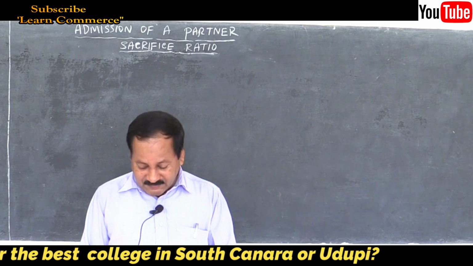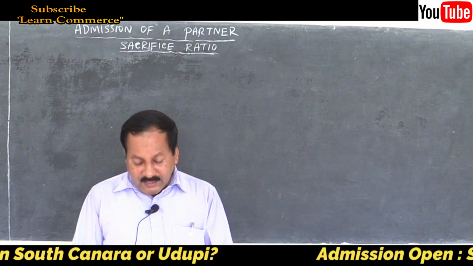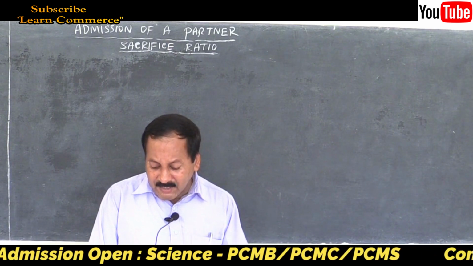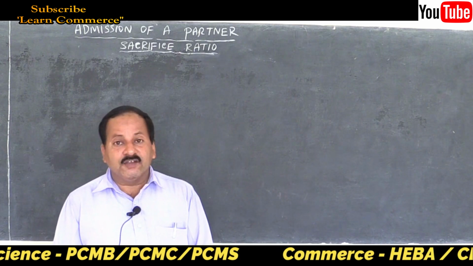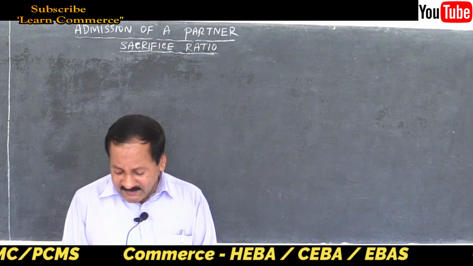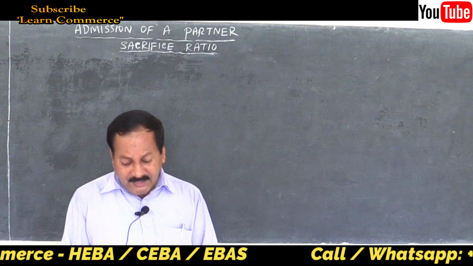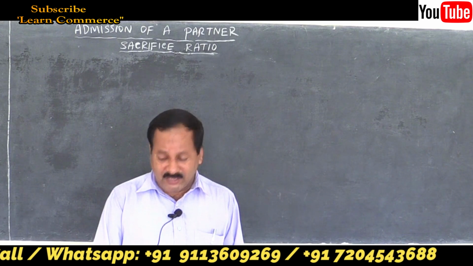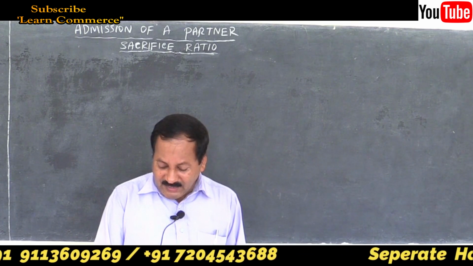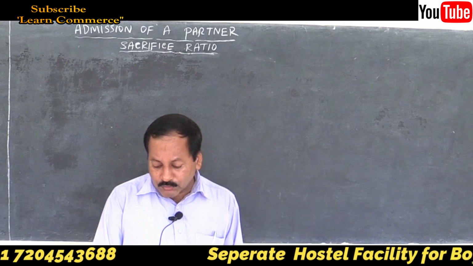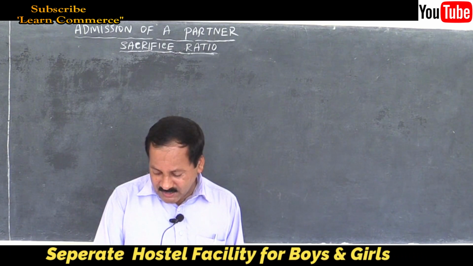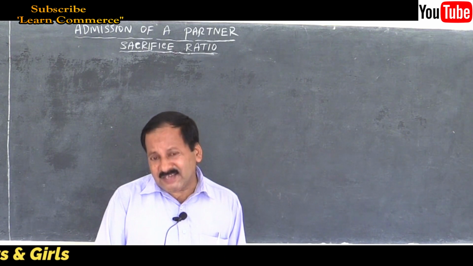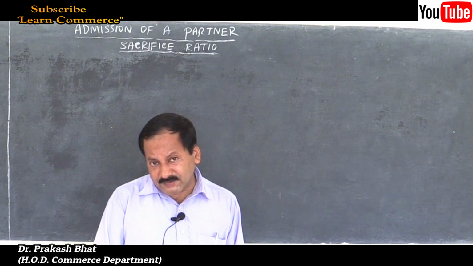Problem number 6, page number 33. Let me read the problem and let us analyze in the meantime. Ram and Rahim are partners sharing profits and losses equally. They admit Charlene into the partnership. Ram agrees to surrender 1/3 of his share and Rahim agrees to surrender 1/4 of his share to Charlene. Calculate the sacrifice ratio. Don't you see the similarity between problem number 5 and this?